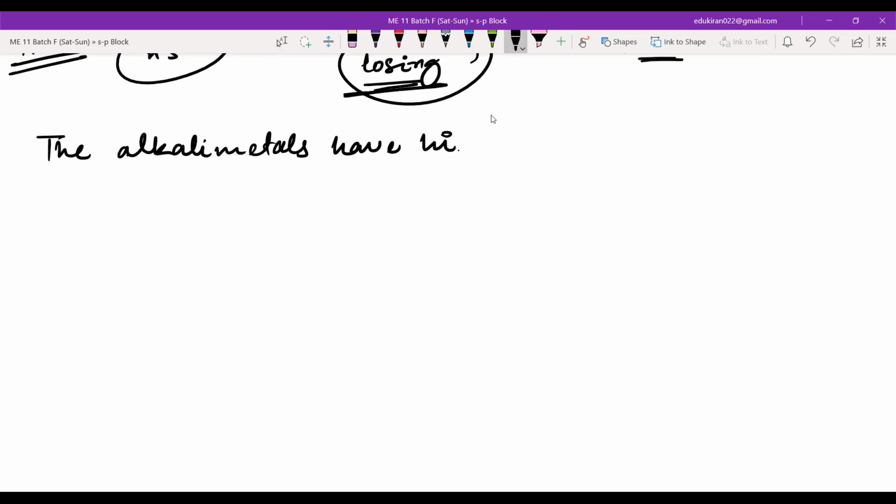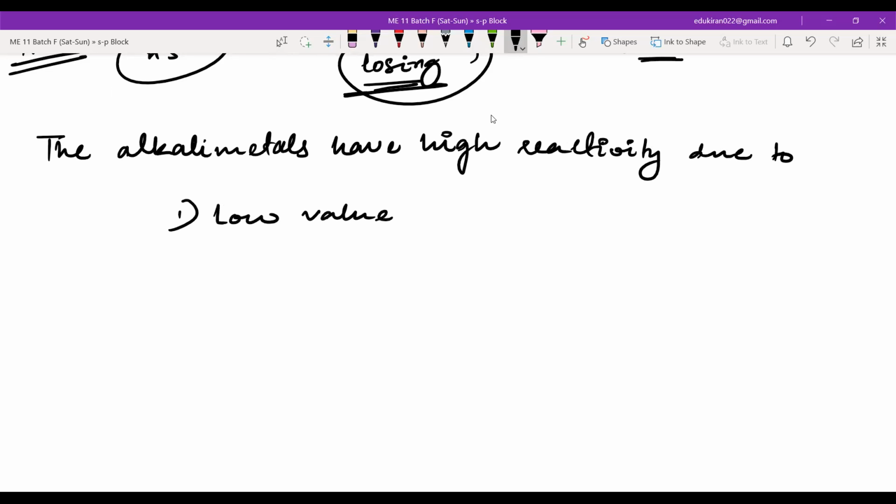have high reactivity due to, number one, low value of delta H, ionization enthalpy. Okay, next is large size.